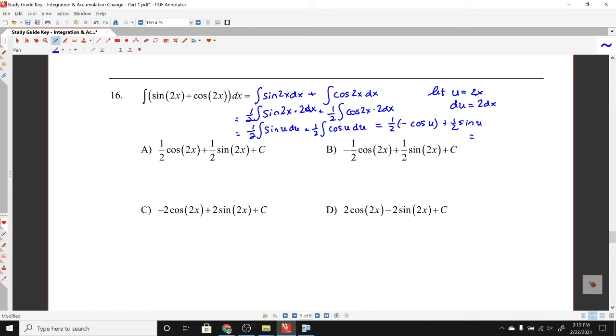So we end up getting, this is multiplication, so be careful here. This is negative 1/2 the cosine of u, which is 2x, plus 1/2 times the sine of u, which is 2x. And then don't forget our plus c. And we see that answer right here in B.